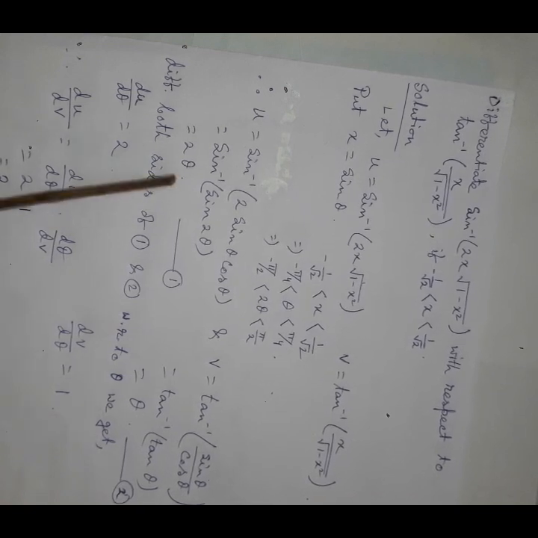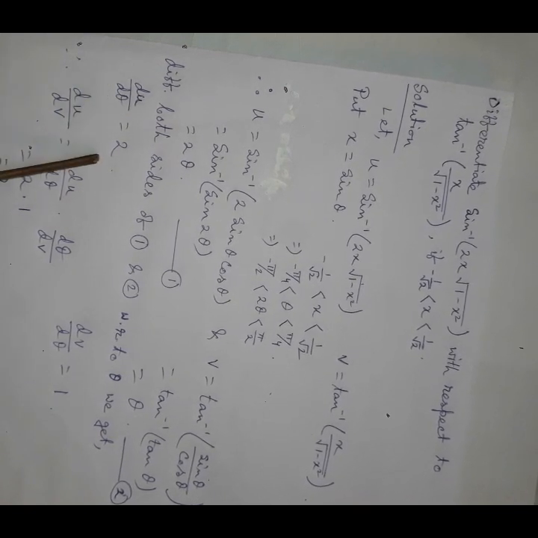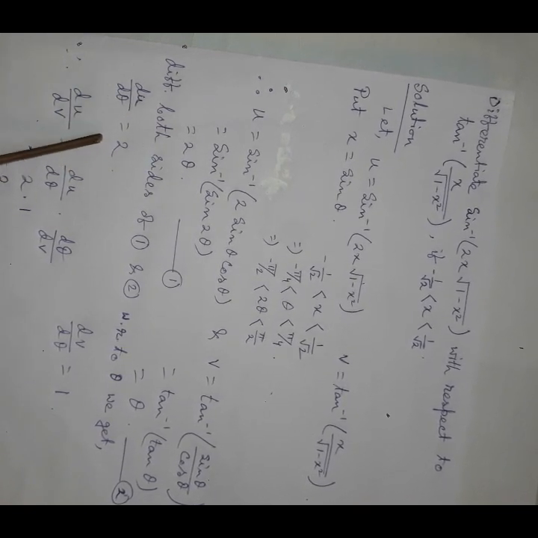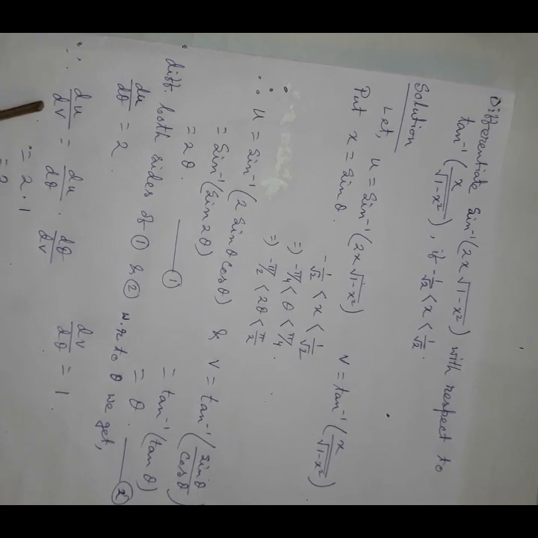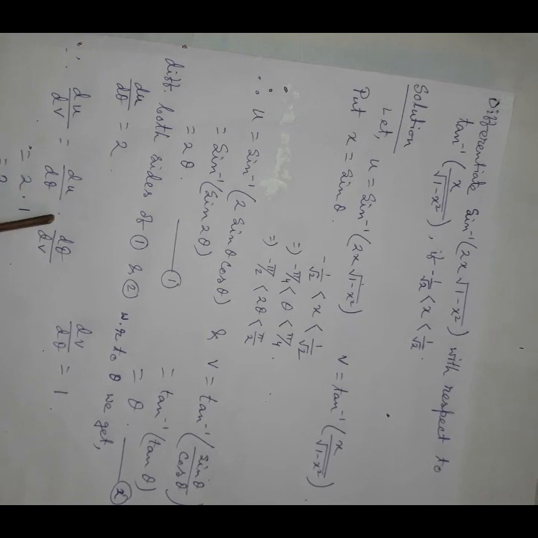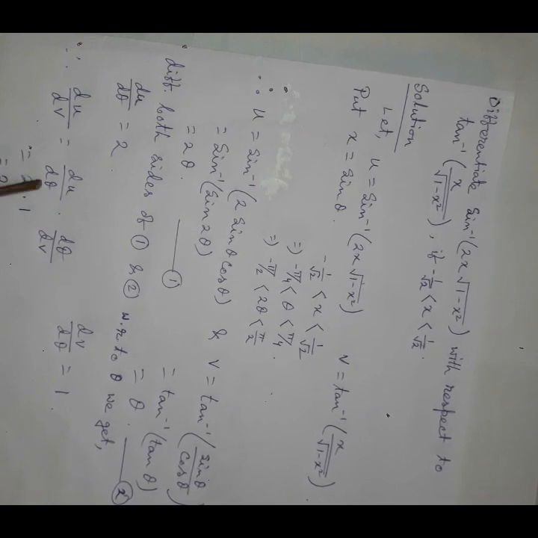Now differentiating u and v with respect to theta, you will get du d theta is equal to 2, and similarly dv d theta is equal to 1. So du dv is equal to du d theta into d theta dv, that is 2 into 1, which is equal to 2.